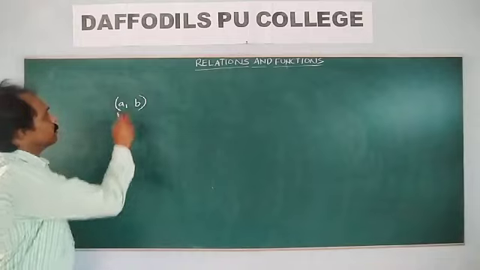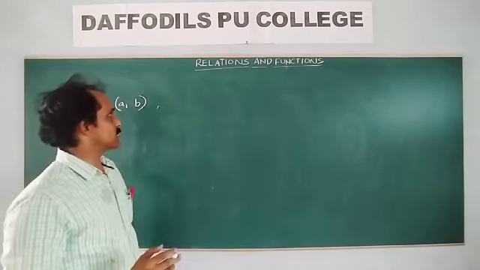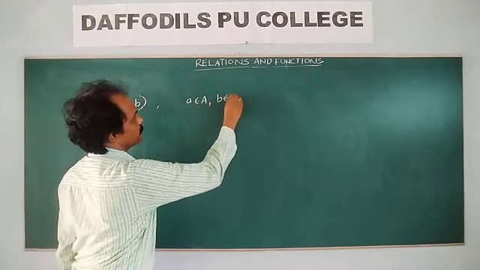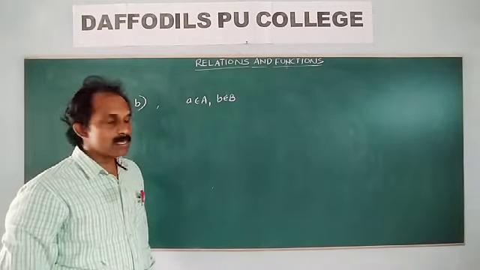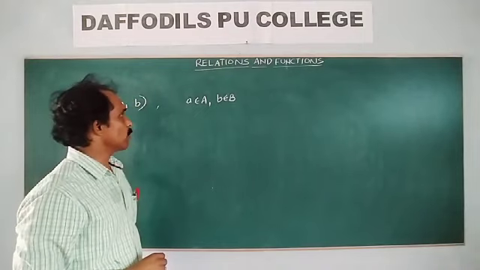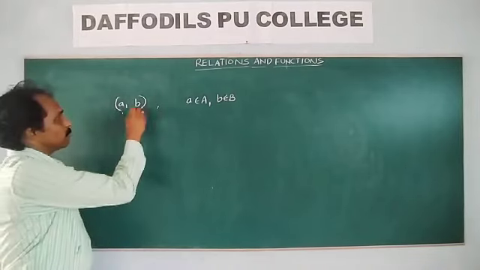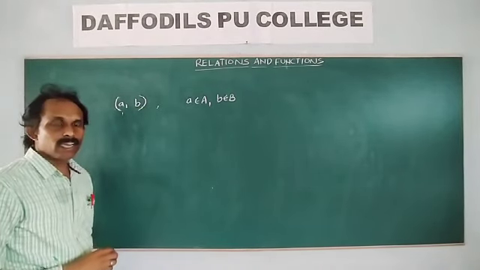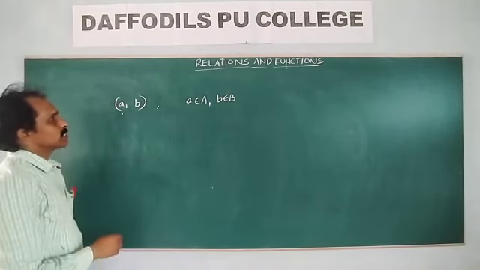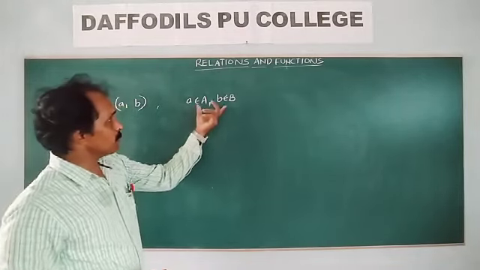In this ordered pair, the elements are taken from two sets. So a belongs to A, and the element considered from B belongs to capital B. This a is called the first element and b is called the second element. The ordered pair (a, b) is from the set.